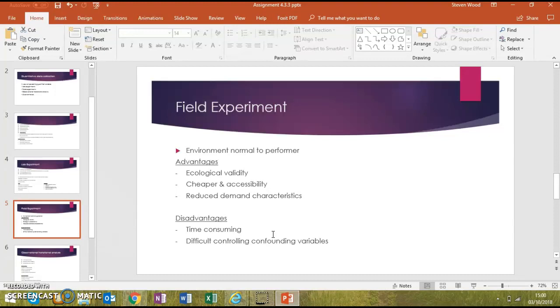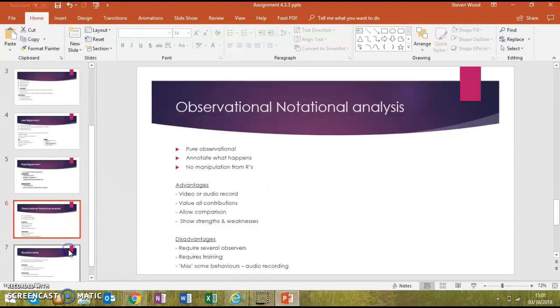Another disadvantage is it's difficult to control confounding variables due to being in an environment that's more normal to the performer, and you don't really have too much control over what's going on. Next, we look at observational notation analysis. This is purely observational, and you just annotate what happens.